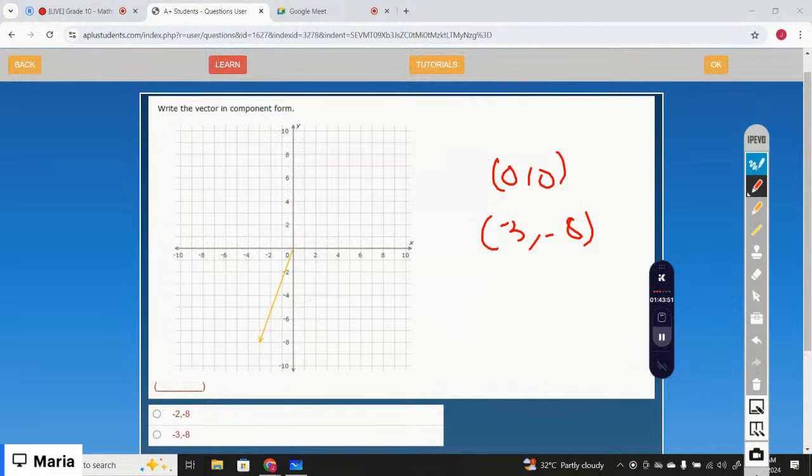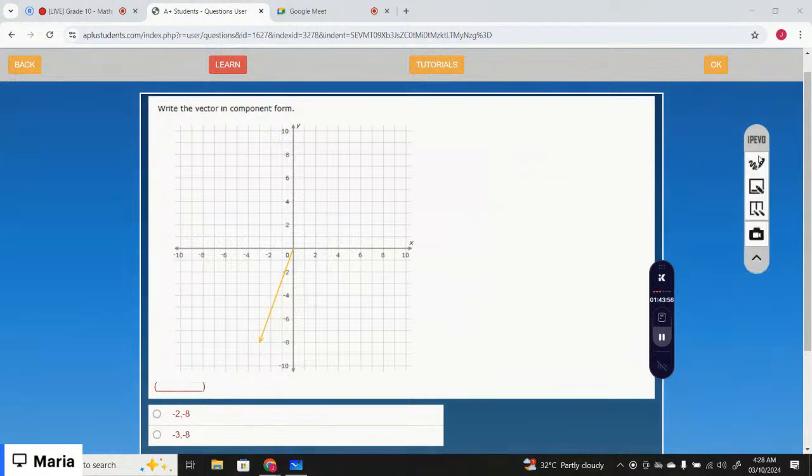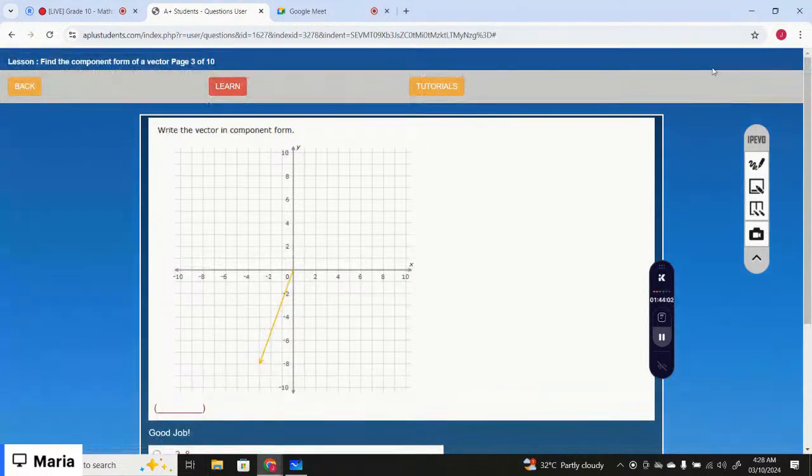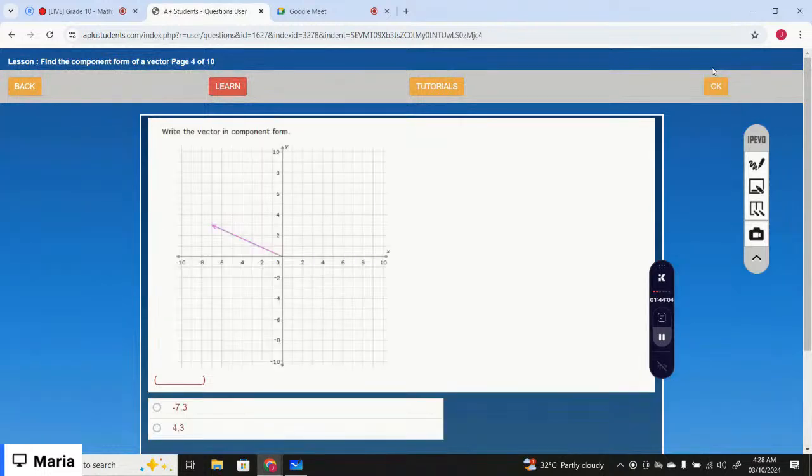Yes, that is negative 3 and negative 8. Option number 2 is the correct option. So the correct option is option number 2, that is negative 3 and negative 8. Okay, the next one is, write the vector in component form. So which is the correct option? How do you write?